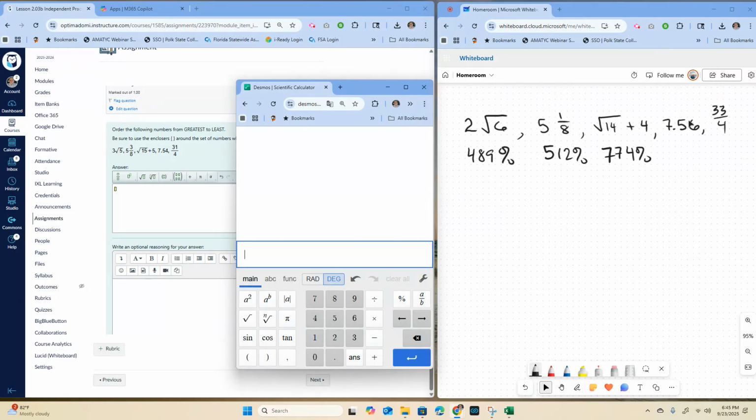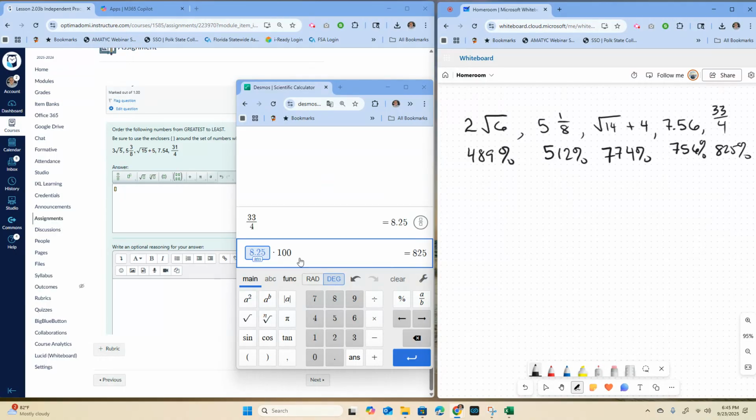Now I'm going to take my next number. My next number is already a decimal, so 7.56. And what I'm going to do is just multiply by 100 so I get a percentage. And you can see this is 756%. Okay, and finally I have the fraction at the end, so 33 divided by 4, and I'm going to take my answer, that decimal, and multiply by 100. Okay, and I get 825%.